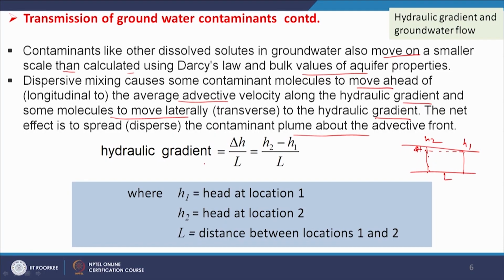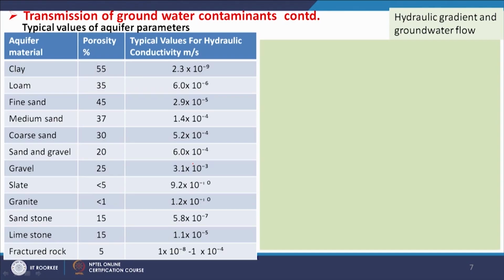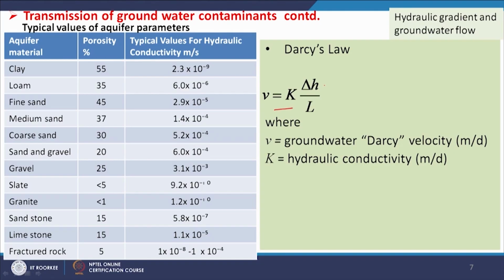So, this is the hydraulic gradient, where H 1 is the head at location 1, H 2 is the head at location 2, and L is the distance between 1 and 2. This hydraulic gradient is responsible for the transmission, and from Darcy's law we know that V is equal to K into del H by L. So, this is the hydraulic gradient multiplied by a constant K, which is called the hydraulic conductivity.